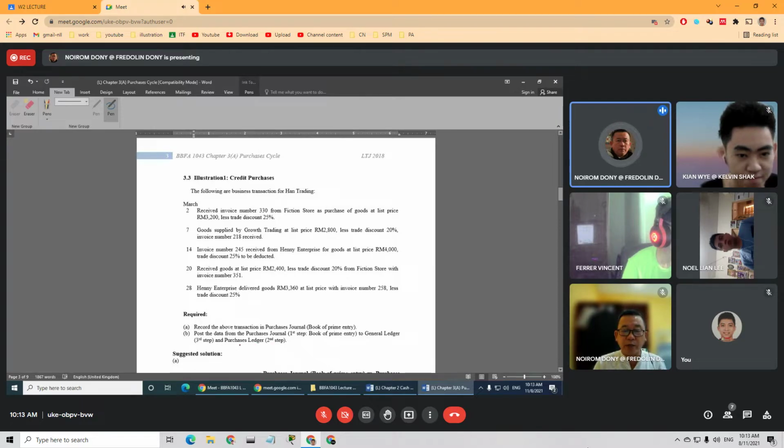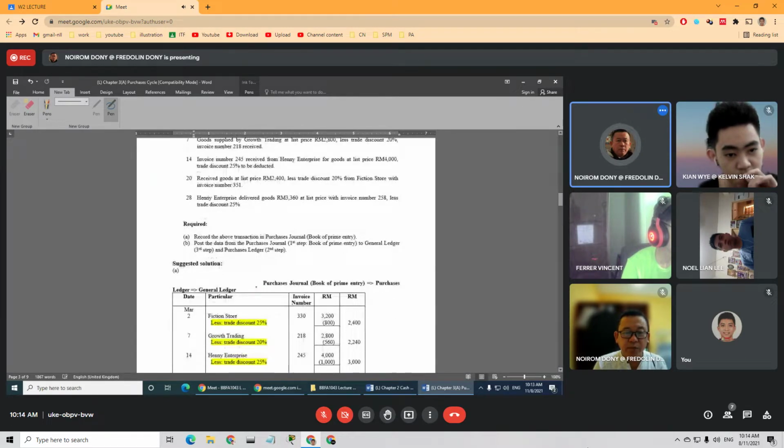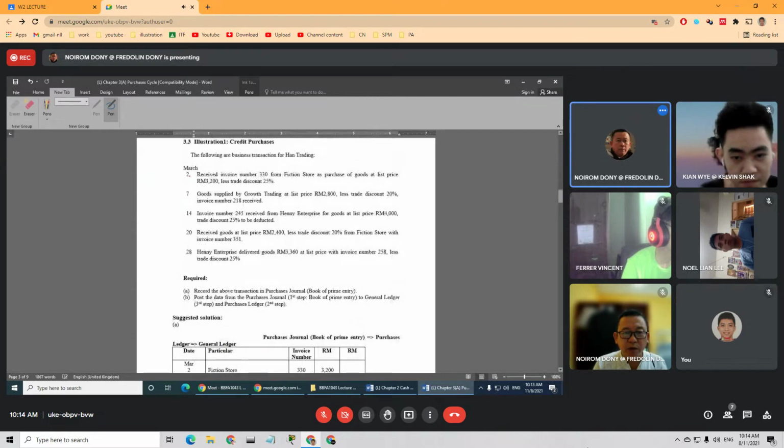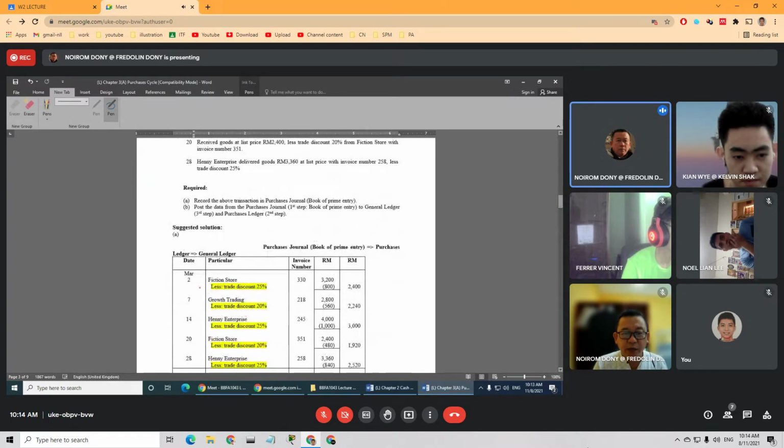In the exam question, they don't tell you to post the data to the general ledger, to the relevant ledger. Meaning, with your understanding of how to record all this, you should decide how to do the recording already. So this is the solution. The first one, March the 2nd. We list down the date, March the 2nd.